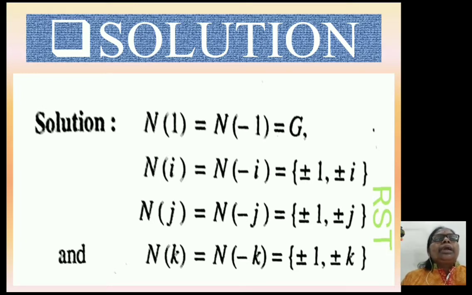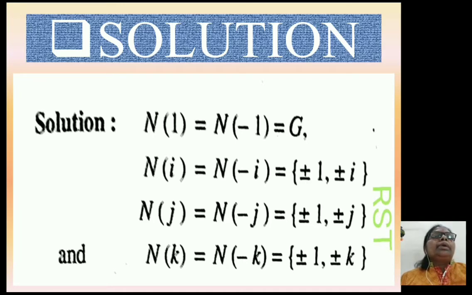Now consider the second step, Ni equal to n minus i, equal to the set plus minus 1, plus minus i. That means Ni, consider Ni equal to the set on the RHS, plus minus 1, plus minus i. That is, multiplying the set on the RHS by i, we get i into 1 is i, i into minus 1 is minus i, i into i is minus 1, i into minus i is plus 1. That means we get the set on the RHS.